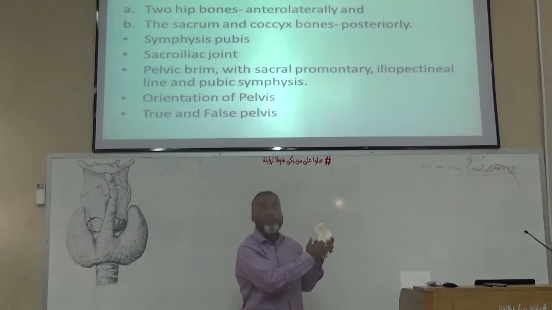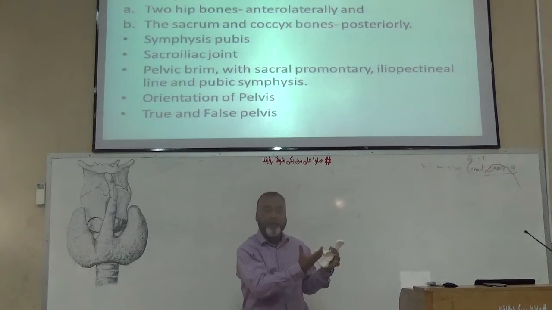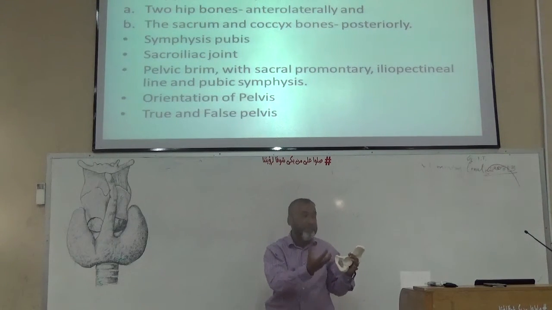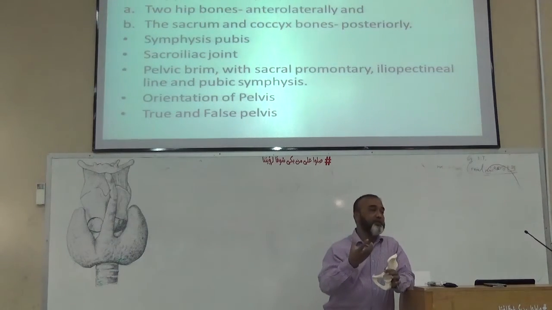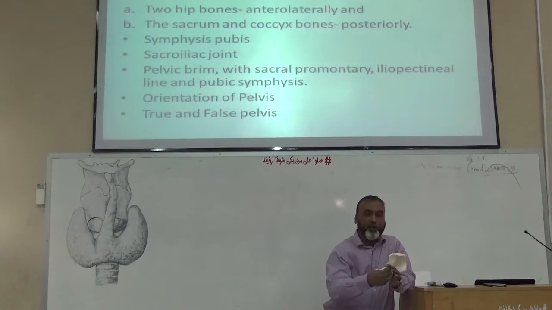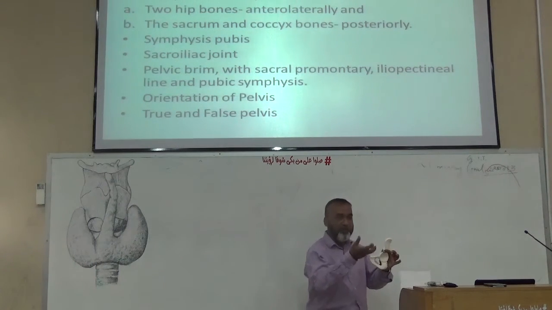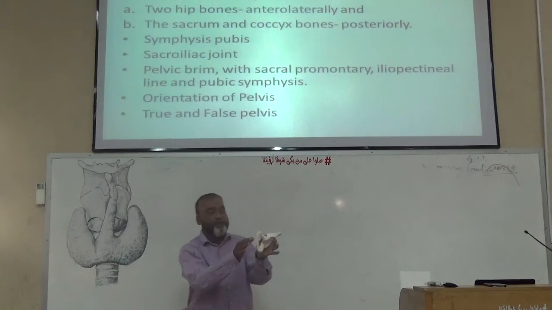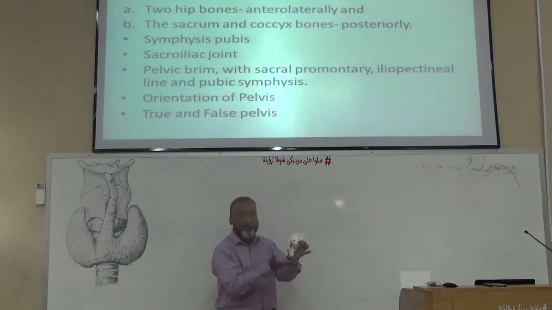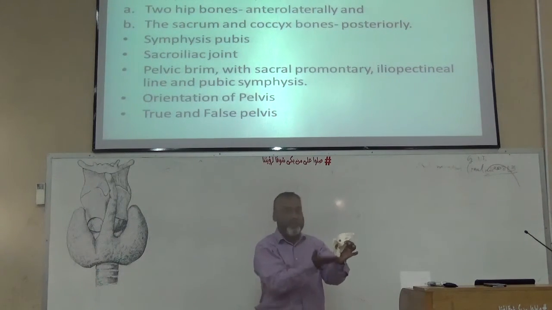This acetabulum is for articulation with the head of the femur to form the hip joint, which is a variety of the ball and socket joint. Ball for the head of the femur and socket over the acetabulum. Now posteriorly on this bone, you are sitting on this bone actually.